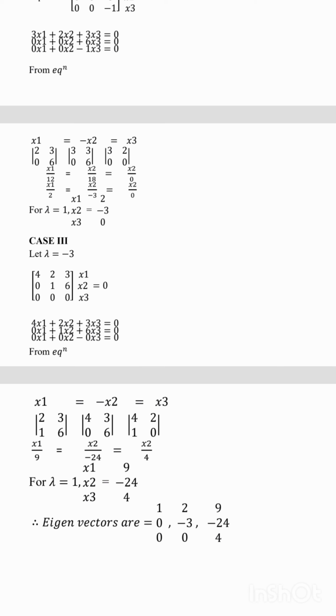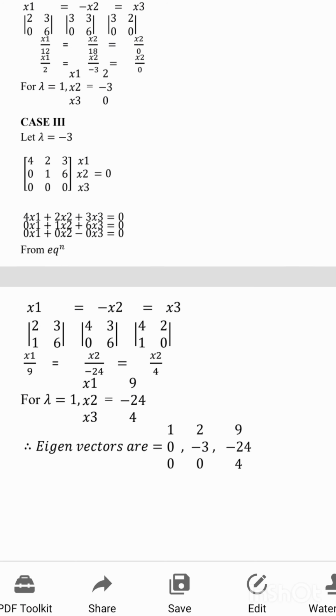Case 3: let λ = -3. The rows are 4 0 0, 2 1 0, 3 6 0, times (x1, x2, x3) equals 0. Then 4x1 + 2x2 + 3x3 = 0, 0x1 + 0x2 + 0x3 = 0, and 0x1 + 0x2 - 0x3 = 0. From the equations, x1 = -x2 = x3.